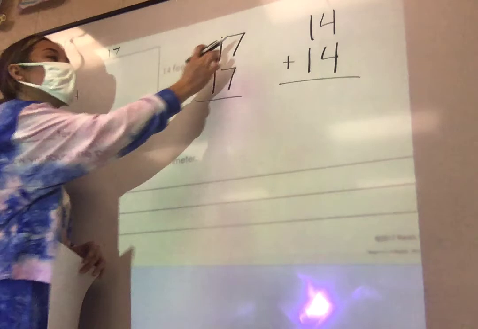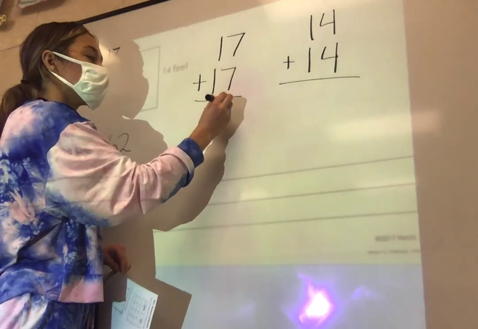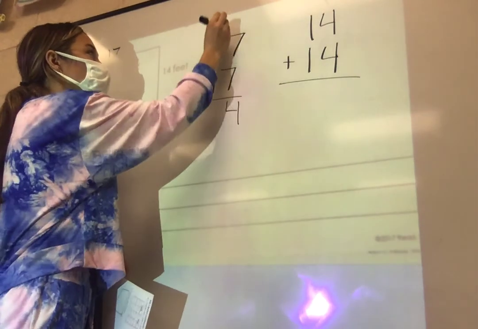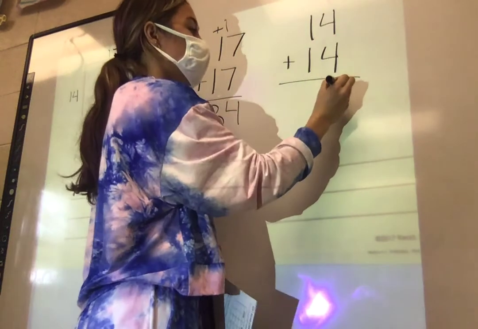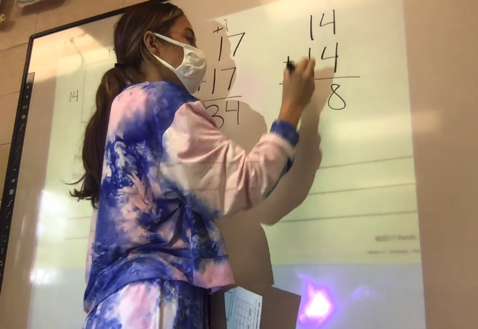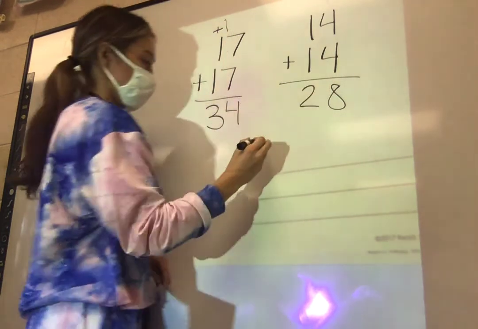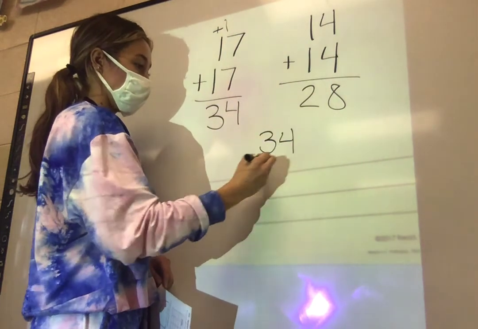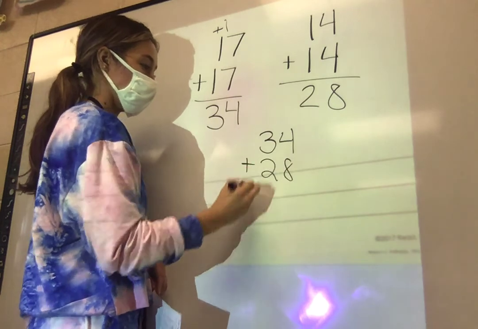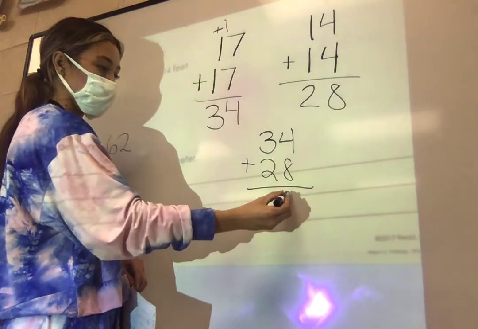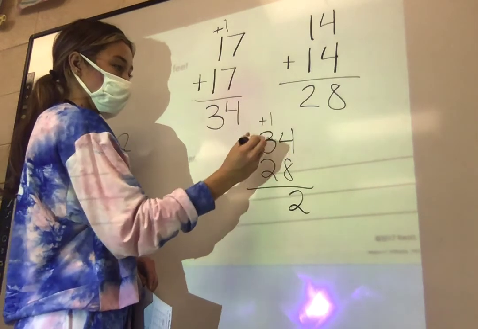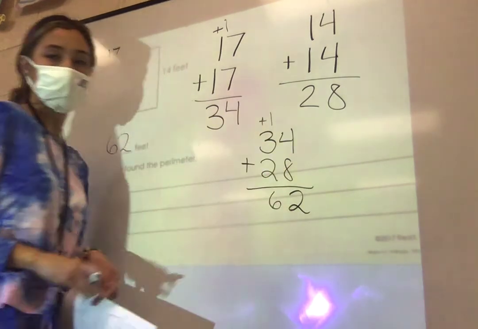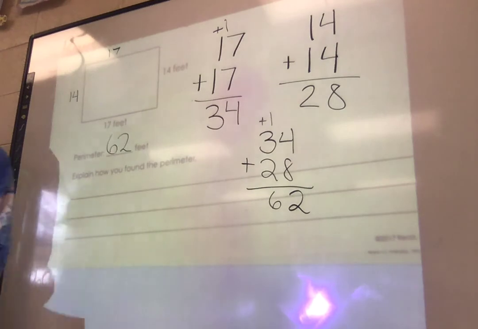Let's go ahead and do it. 7 plus 7 is? 14. 1 plus 1 plus 1? 30. 4 plus 4 is? 8. 1 plus 1 is? 2. Let's add 34, 28. 8 plus 4? 12. 1 plus 3? 6. Plus 2 more is? 6. All right.